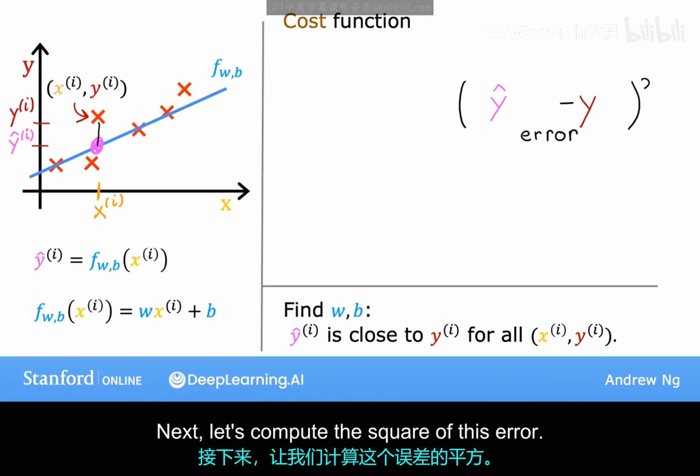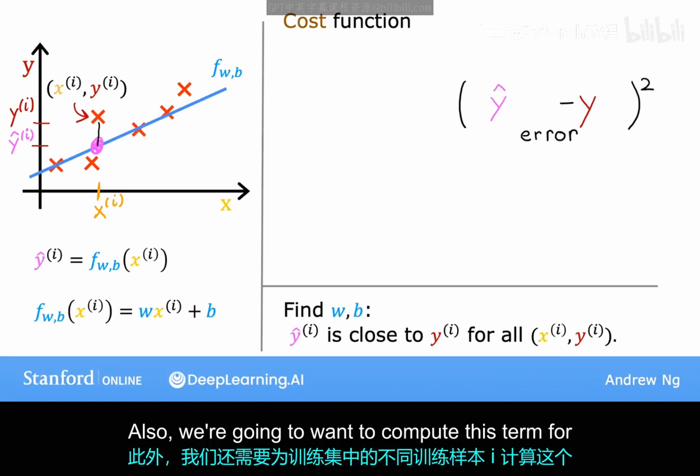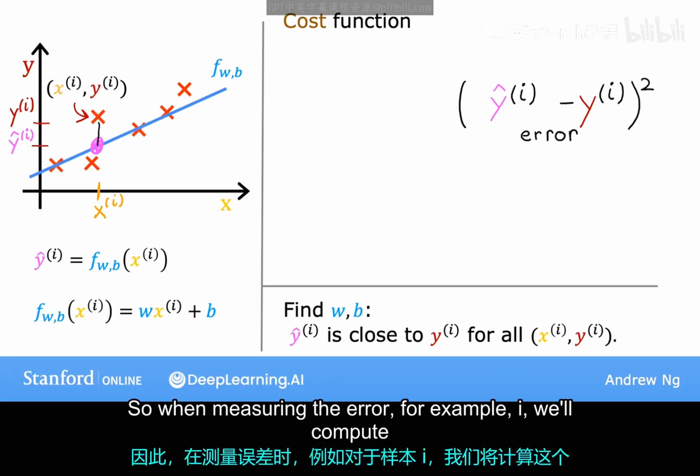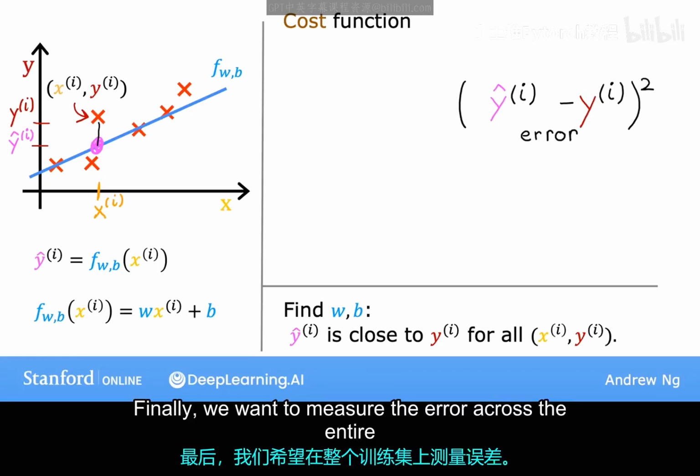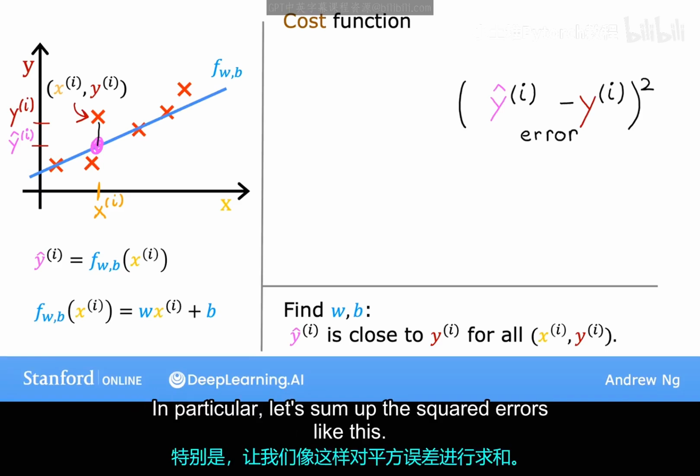Next, let's compute the square of this error. Also, we're going to want to compute this term for different training examples i in the training set. So when measuring the error for example i, we'll compute this squared error term. Finally, we want to measure the error across the entire training set. In particular, let's sum up the squared errors like this.